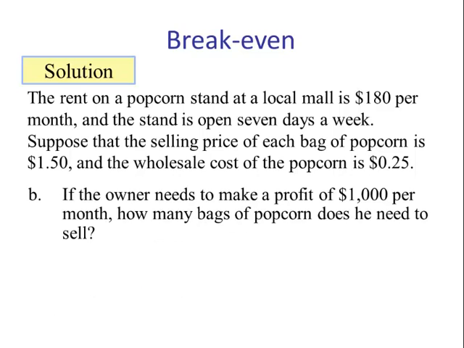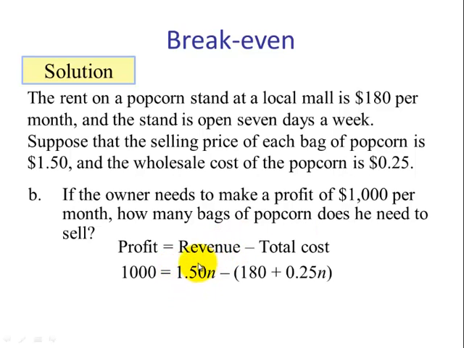B. If the owner needs to make $1,000 in profit, we use our formula. We substitute 1,000 in for profit. Our revenue is 1.5 times N, and then we're going to subtract the total cost, which is our fixed costs plus our variable costs. Now you have to keep in mind you're subtracting this whole expression. So the next step, I would distribute this negative. So we now have 1,000 equals 1.5 times N minus 180 minus 0.25 times N.